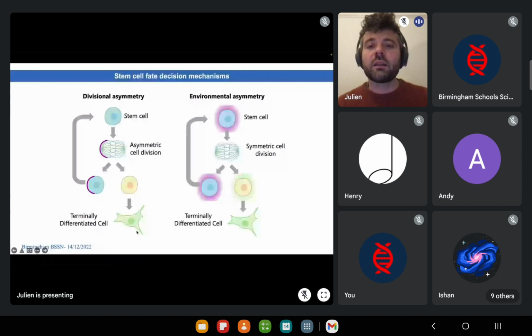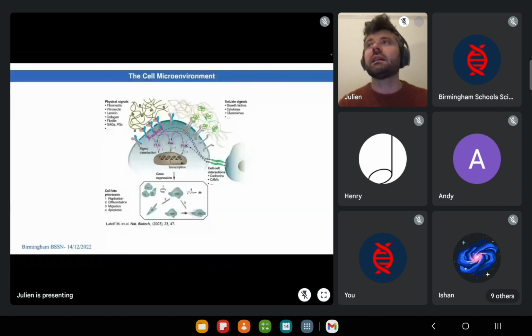More often, it is environmental asymmetry that is found in many tissues. Stem cells will divide, and then there is asymmetry in their environment that will give rise to different fates of these cells. So one retaining stemness and its capacity, whereas the other will start undergoing a differentiation process and changing phenotype, changing its properties. And this environment that will determine whether stem cells retain their capacity or change phenotype is really key.